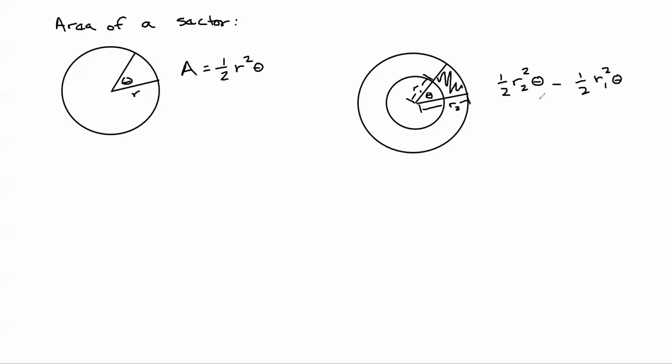All right. Now from there, you can go through and simplify. We could factor out 1/2 theta, and you get R2 squared minus R1 squared. And then we could factor that: this is R2 plus R1 times R2 minus R1. Okay, so what are those things?